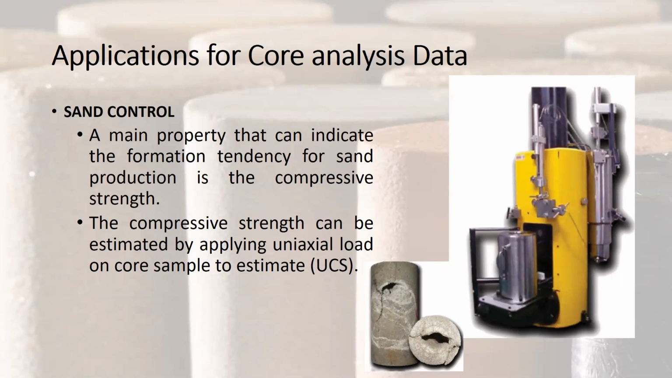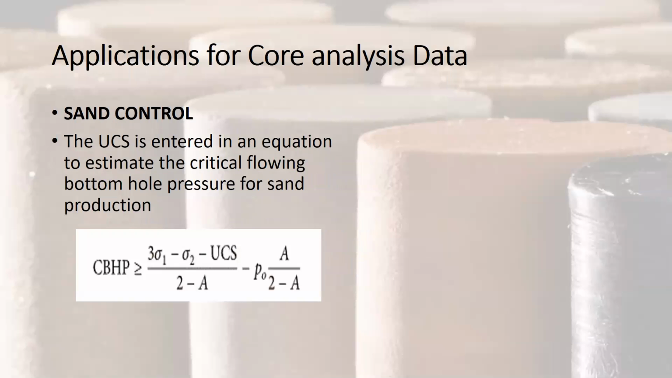One of these properties is the UCS. The UCS is the uniaxial compressive strength. We have this equipment and a core is put into the parts, then a stress is applied on the core until crushing the core. So the maximum stress without crushing the core is the uniaxial compressive strength. For sand production, we want to know the critical bottom hole pressure for sand production. At or less than this bottom hole pressure, you will have sand production.